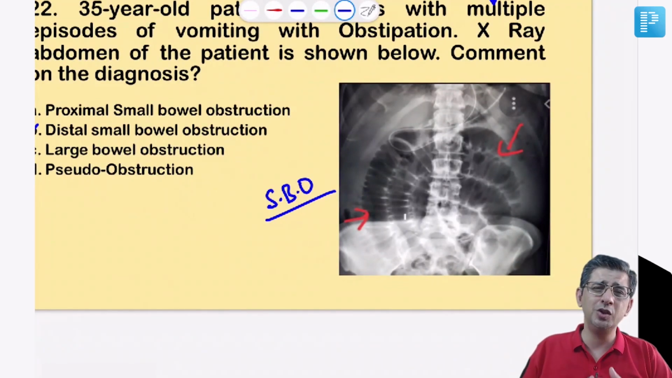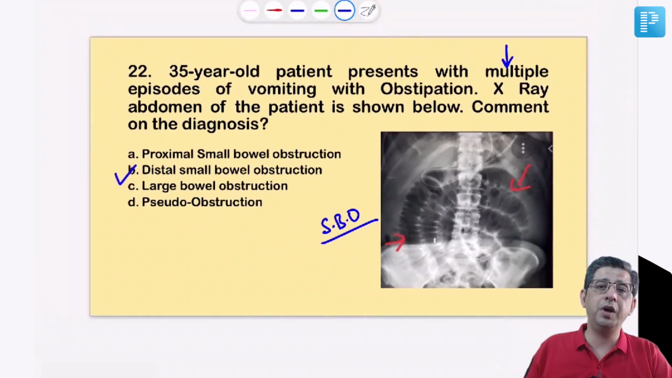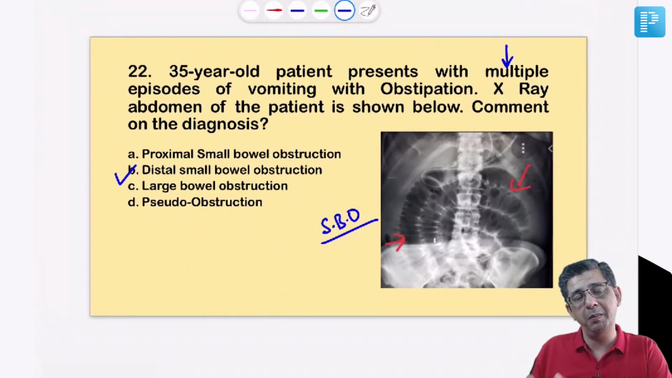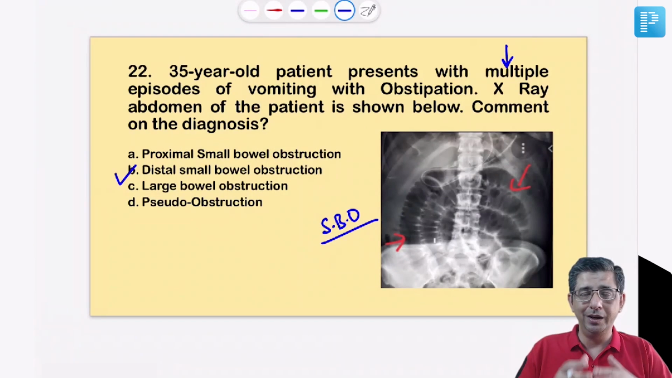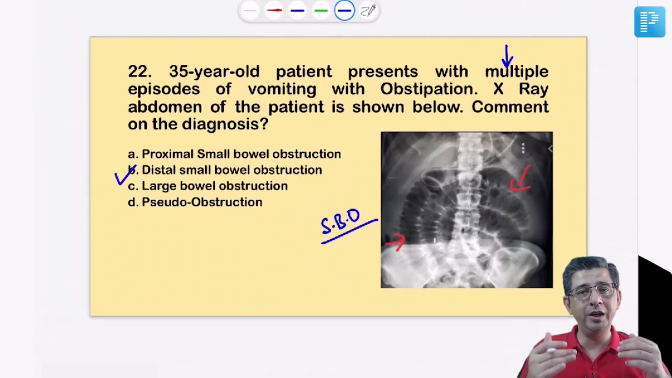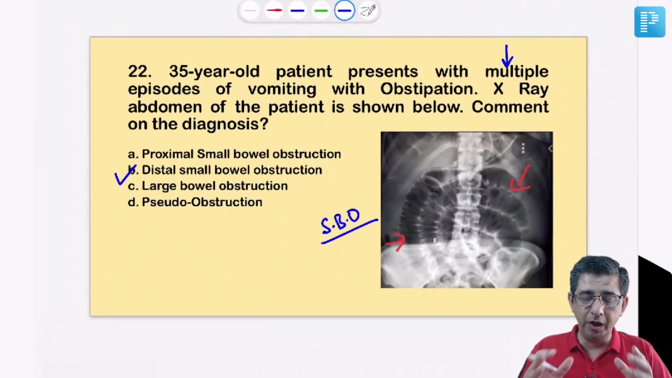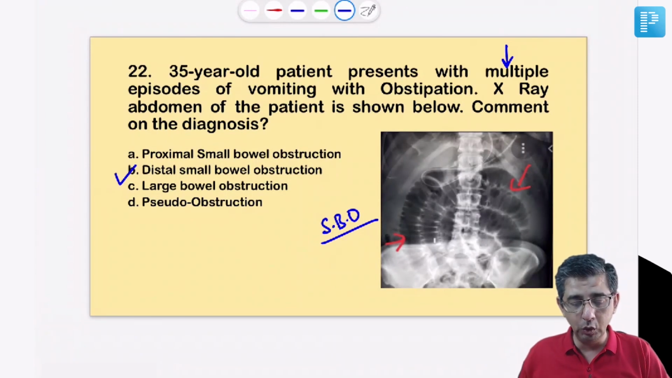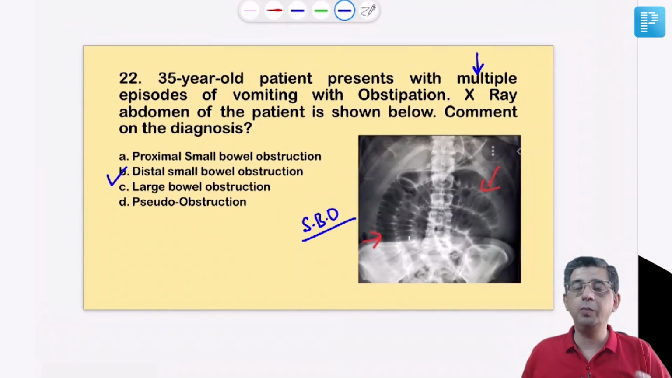And tuberculosis is so common in India, I'll put it like this, that even if I'm not aware of proximal versus distal, whether it's going to be central, whether it's going to be multiple, whether it's going to be scanty, tuberculosis is so common in India and it involves the terminal ileum that the benefit of the doubt should always go to option B, a distal small bowel obstruction.